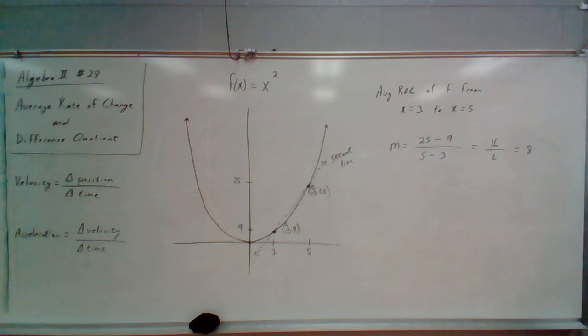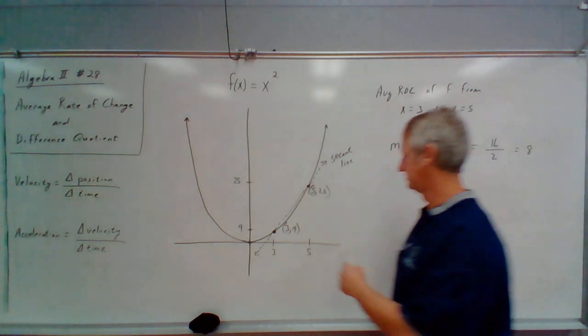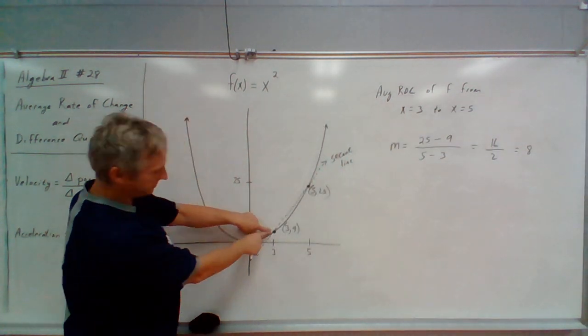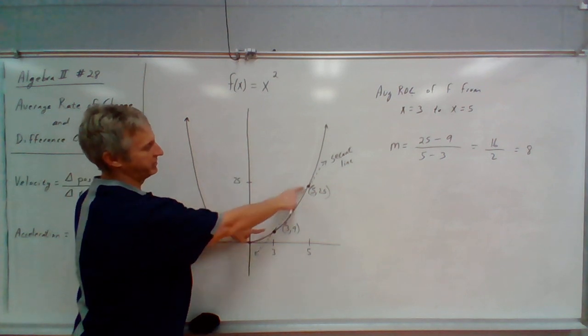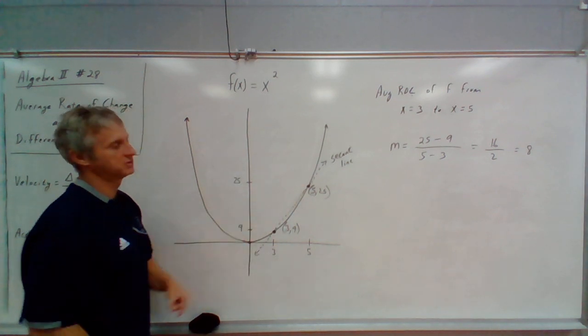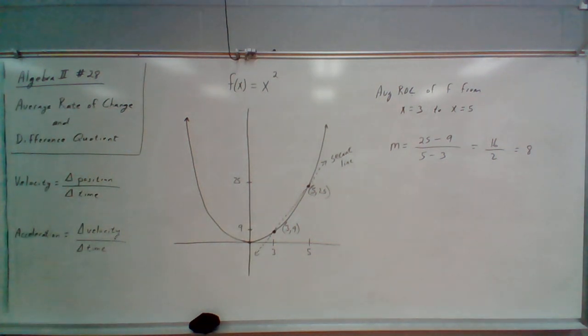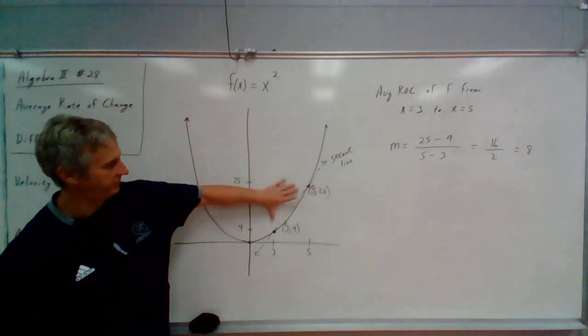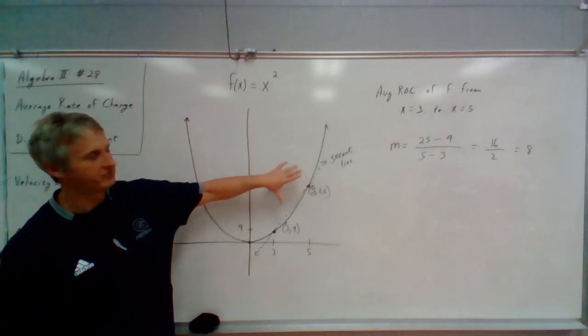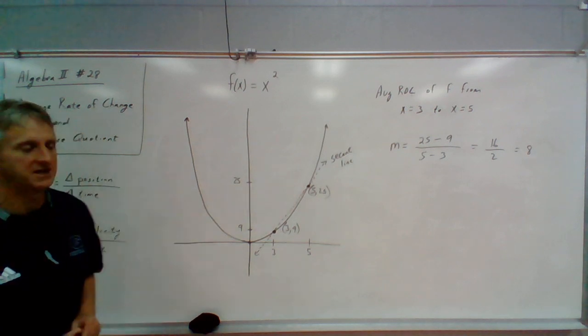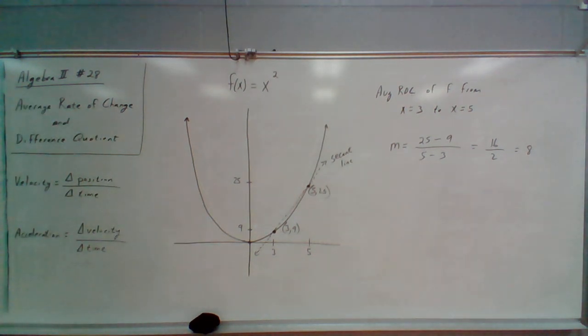So the average rate of change of that curve over that interval from 3 to 5 is 8. Now it's not always 8. Down here, the slope is probably less than 8. Up here is probably more than 8. Somewhere in between, the slope would be exactly 8. But the average rate of change of this curve over the interval from 3 to 5 would be 8, because that's the slope of the secant line between those 2 points.